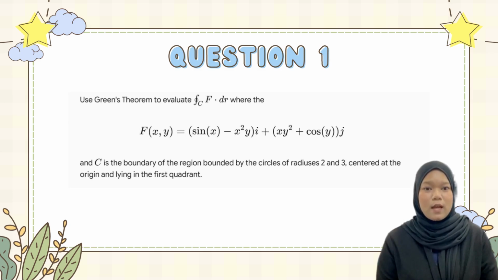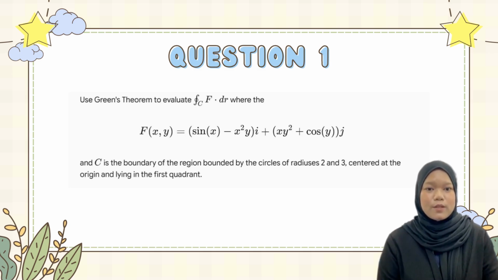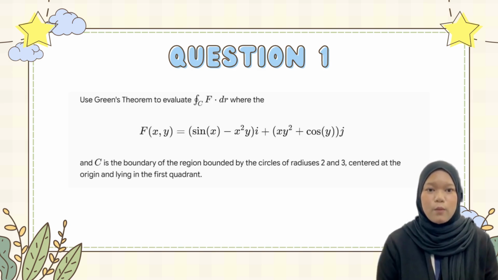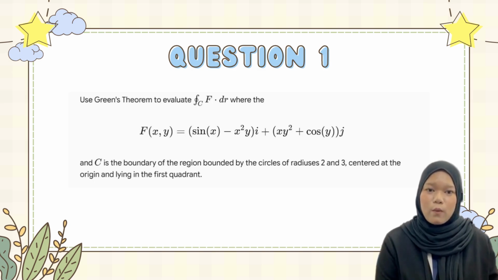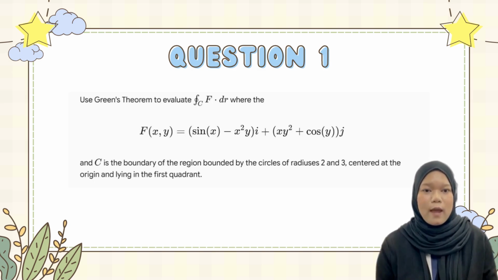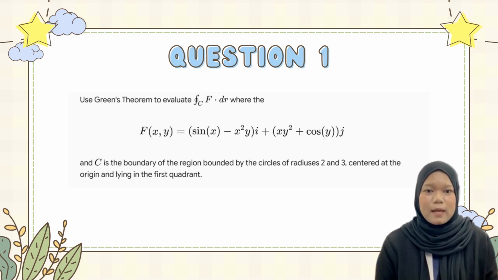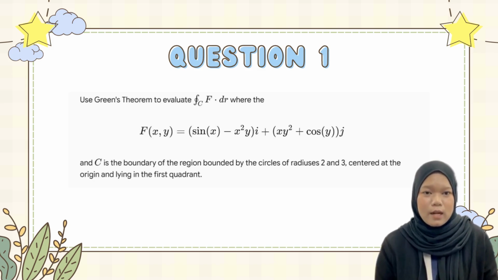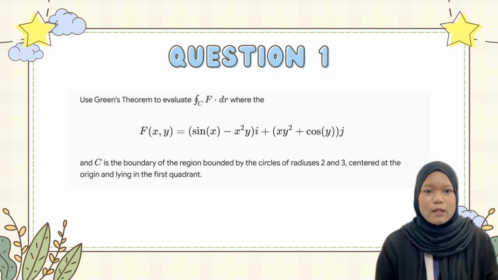Okay, first one, we start with question 1. Use Green's theorem to evaluate the line integral over the closed curve C of the vector field F dot dr, where the vector field F of x and y is equal to the quantity sine of x minus x squared y in the i direction plus the quantity x y squared plus cos of y in the j direction, and C is the boundary of the region bounded by the circles of radius 2 and 3, centered at the origin and lying in the first quadrant.